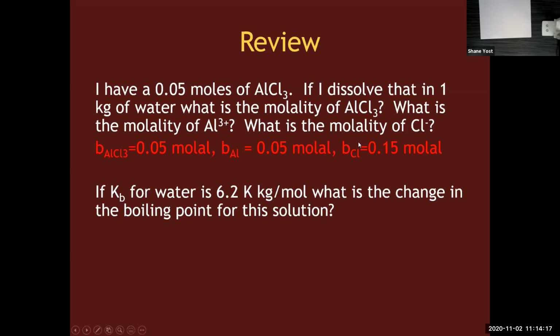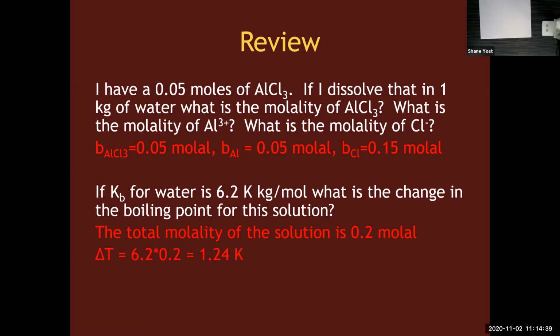How would I calculate it? Kb times b, the molality, and what molality am I using? The total, 0.2, yep. Aluminum plus the chloride, so 0.05 plus 0.15, giving you 0.2. So that gives you roughly 1.24 Kelvin as the change in boiling temperature, right? Questions?